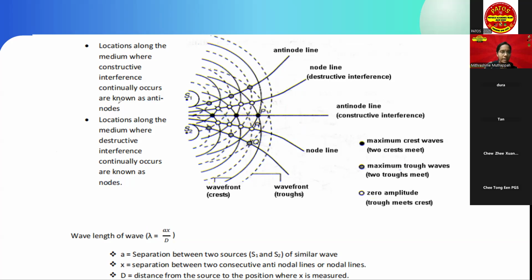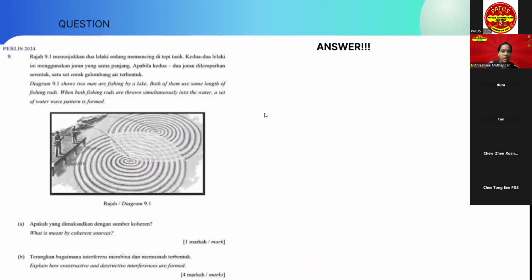Now we will be moving on to our question today. So the first question that we are having is from a structure question, as I said already. It's a 1 mark definition question and another 4 marks physics concept question. So I took this question from the trial SPM, Perlis, from Perlis trial SPM 2024. So let's look at the question now.